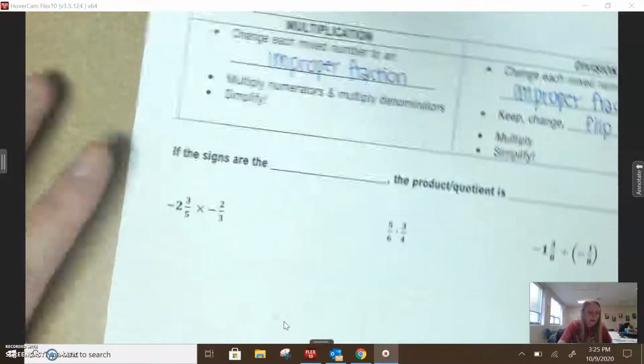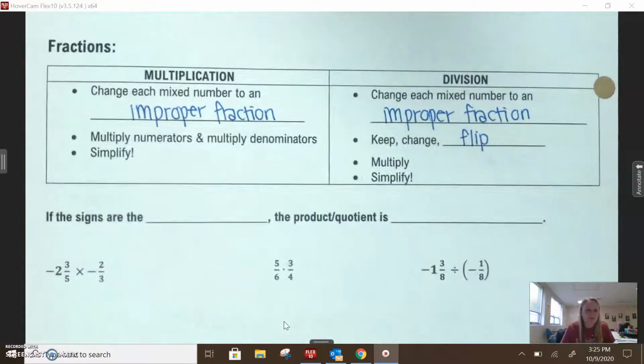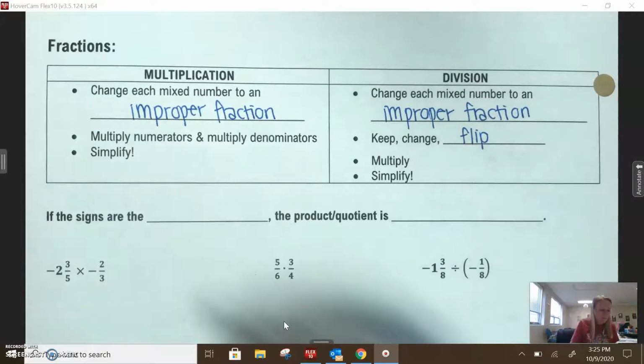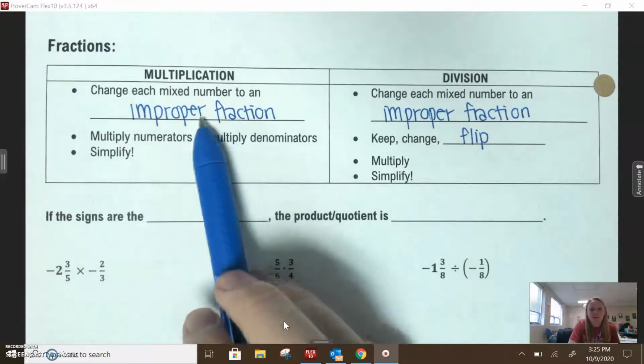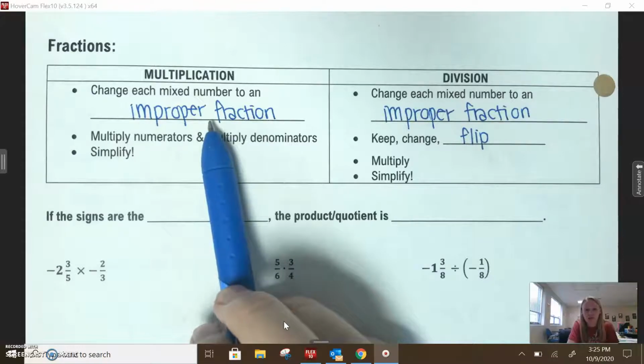Okay? All right, so now we're going to look at a couple fraction problems. I know fractions aren't everyone's favorite, but I really don't think these are really that bad. So same as before, if we're multiplying fractions, you have to change mixed numbers into improper fractions before you can do anything else.